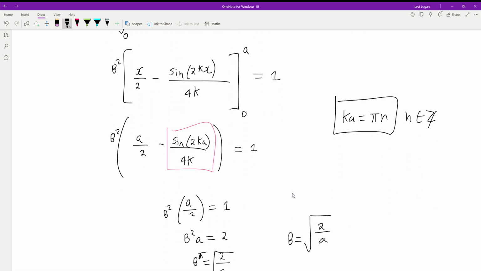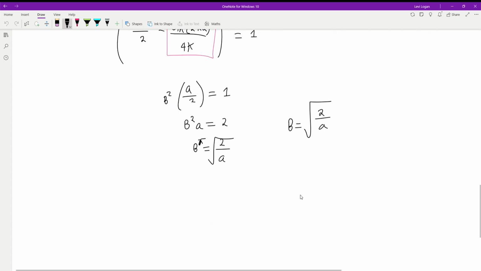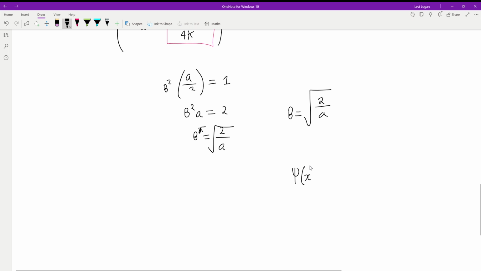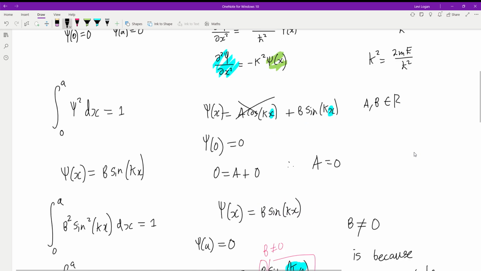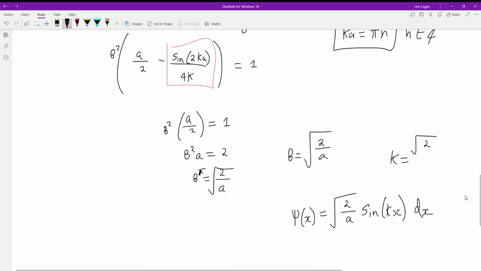Now you can use this wave function here to find the eigenenergies as well. So we know our wave function, psi of x, is going to be our constant, the square root of 2 over a, sine of kx, where we know k, what did we say k was before? The square root of 2me over h bar, okay? So effectively, we've got some quantization in here. So this is our general wave function.